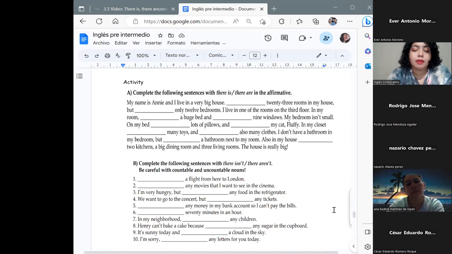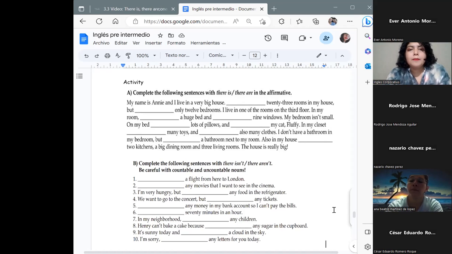So in this case, we are making like an expression, or we are like expressing, explaining, showing through the words, the house, the places in the house, the things that we can find in the house. So we are making like a description of the place. But in this case, we just need to say there is or there are, if we have plural things or singular things.